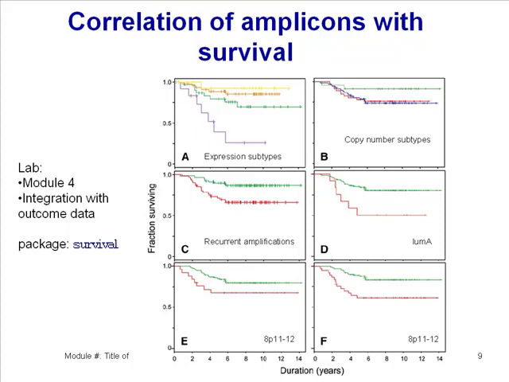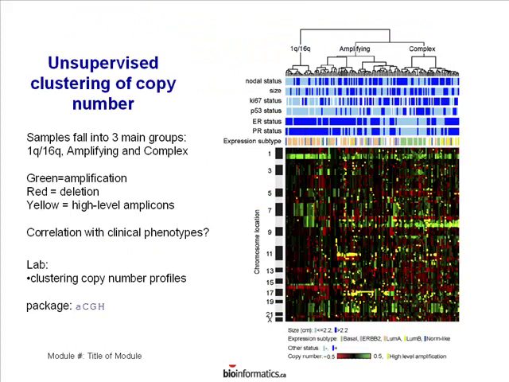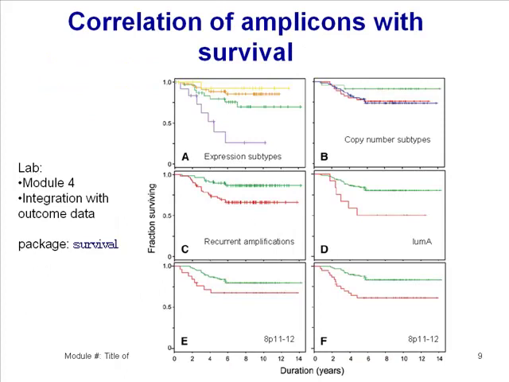So here you have those three copy number subtypes, and they show differential survival. I believe these are the complex and the amplifying, and then these are the others. Then we have cases that showed recurrent high-level amplifications, and those that didn't. So here you have an inferior survival of those that showed recurrent amplification versus those that didn't.